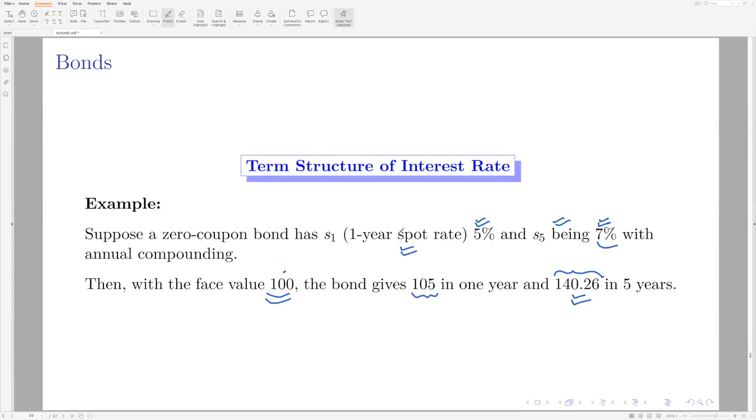Please note that this kind of behavior, that a longer maturity has a higher yield, is not only for zero coupon bonds, but for coupon bonds also. There is nothing really specific to zero coupon bonds. For theoretical reasons, we assume that the concept of spot rate is applied only to zero coupon bonds because theoretically it's more comfortable to calculate these spot rates, but in reality they are applicable to coupon bonds also. That is, the term structure idea is applicable to coupon bonds also.